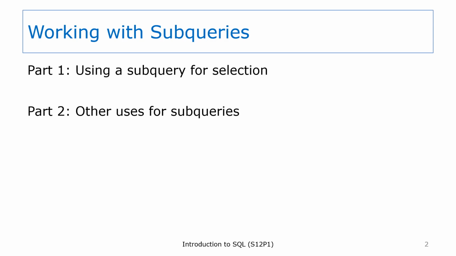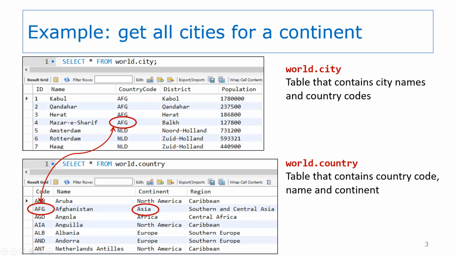As you can see, you can sometimes use a subquery as an alternate way to write a select statement. For our example, we'll go back to the world database that we used earlier in this course. We'll be working with the two tables shown here, the city table and the country table. For our example, we want to get a list of all the cities and the city population based on the continent the city is located in.